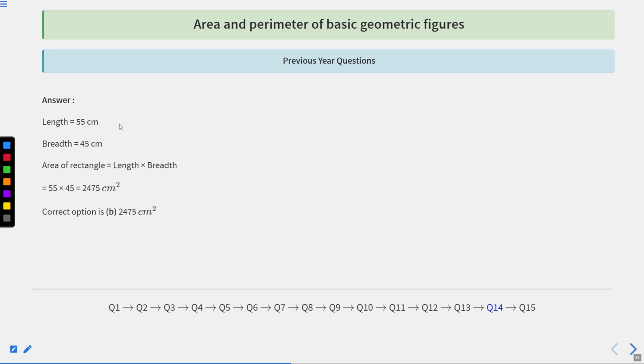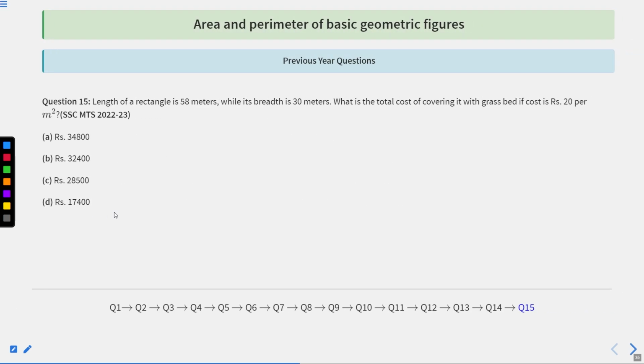Length equal to 55 centimeter, breadth equal to 45 centimeter. So area is equal to nothing but 55, that is length, and 45, that is breadth. So 55 into 45 equal to 2475 centimeter square. So which option is correct? Option number B is correct, that is 2475 centimeter square. So this is our last problem for this part 1 of previous year questions on area and perimeter of basic geometrical figures.